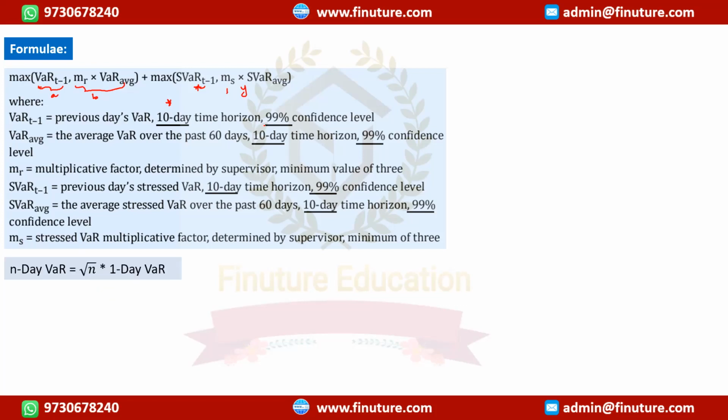And to convert, as I said, we need 10-day VaR, not 1-day VaR. So we need to multiply it by root 10. In general, if I have to convert to 50-day VaR, it has to be root 50. Here it's 10 days, so it would be root 10, but I have given you the general formula.